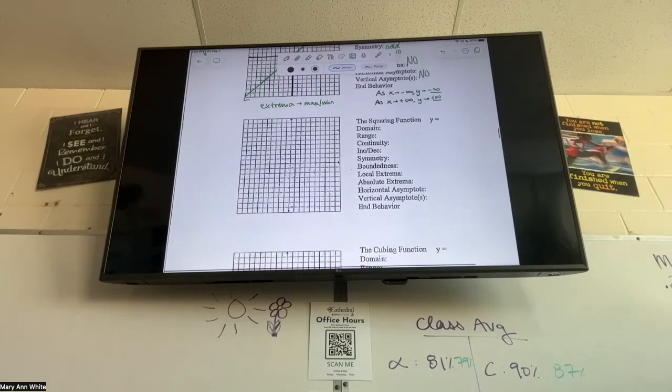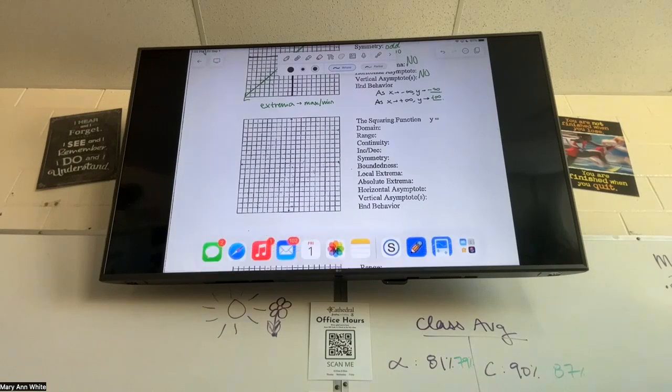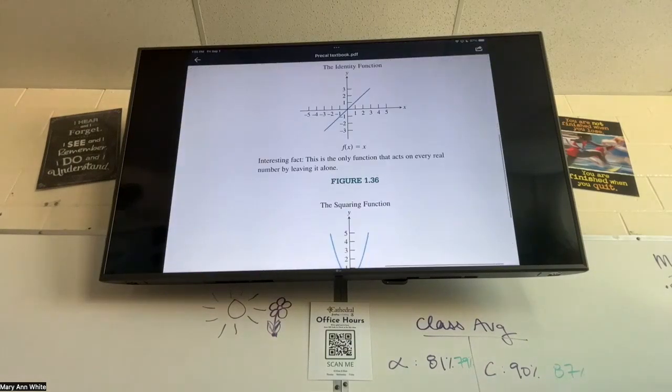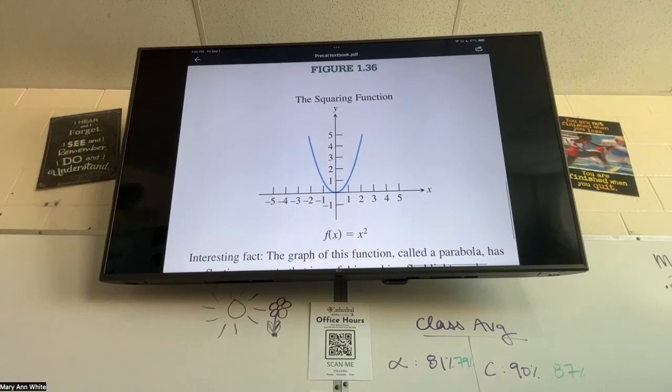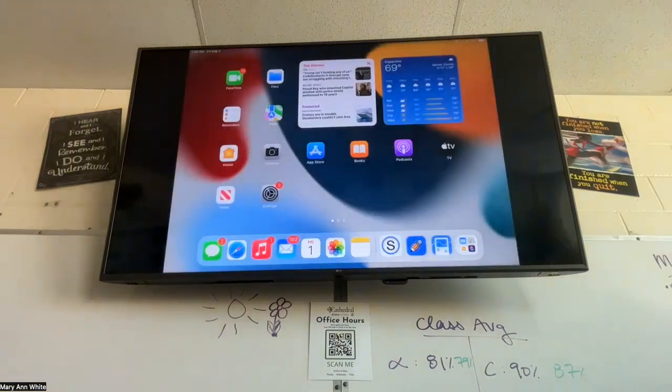So let's do another one. Let's do the squaring function. If I go look at my graphs, my squaring function looks like this. Do you think of another name for that? Parabola. I can think of another one too. Quadratic. I don't care if you call it squaring or quadratic or parabola, but we're going to draw one on our graph and write the equation y equals x squared.